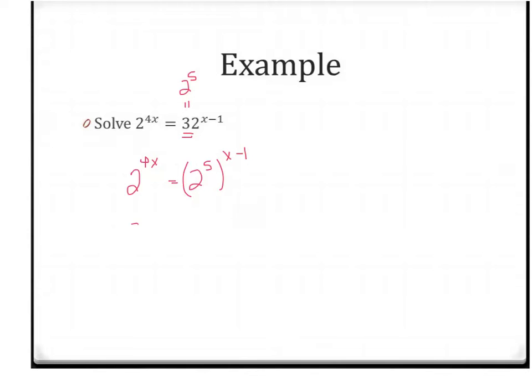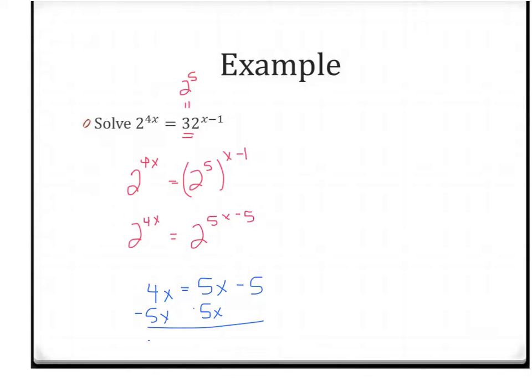What do you do when you have an exponent to an exponent? You multiply, and so that gives us 2 to the 5x minus 5, because you're going to distribute there. So if they're both a base of 2, their exponents have to be equal to each other. So you set 4x equal to 5x minus 5, and then solve. So we're going to get negative x equals negative 5, divided by negative 1, x equals 5.